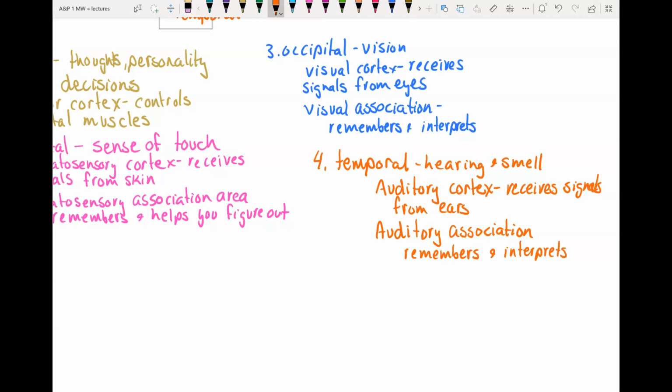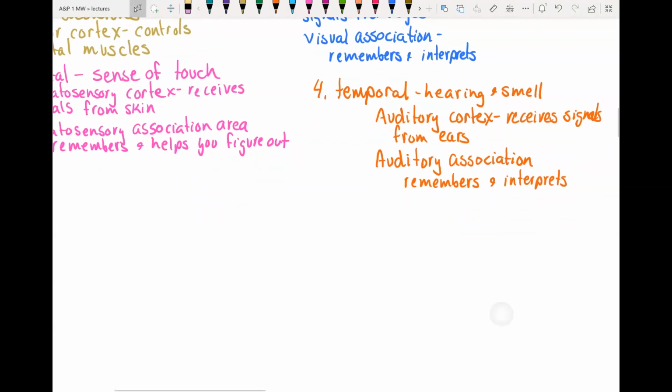And then you also have an olfactory cortex. Olfaction is the scientific name for smell. So the olfactory cortex receives the signals from your nose.